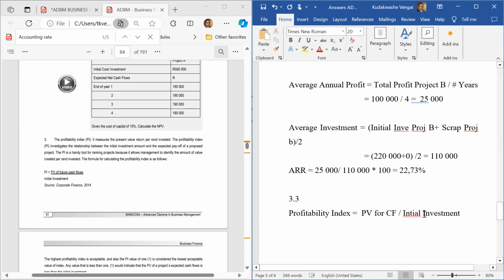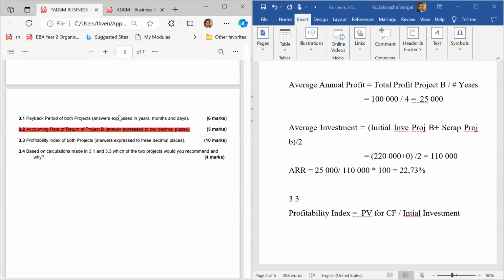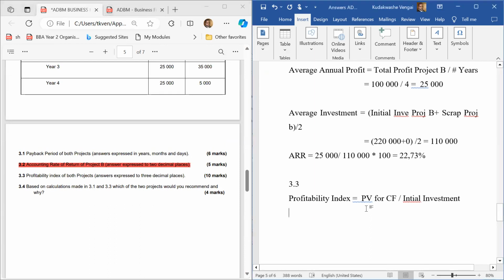So this means that we first need to calculate what is the present value of the cash flows. So for us to be able to do that, we're going to create a table. Which project are we doing? Is it all of them or is just one? Profitability index for both projects. All right, it's for both projects. So we're going to start with project A, and then we're going to do project B.